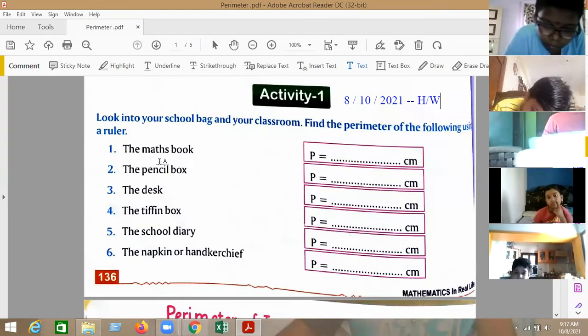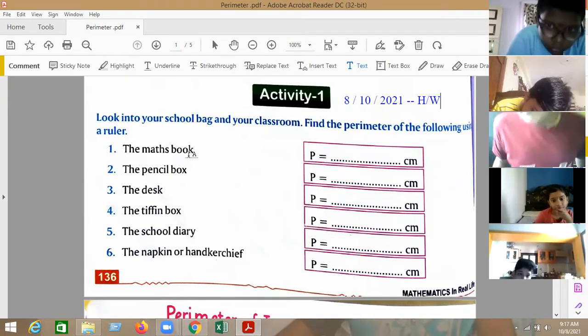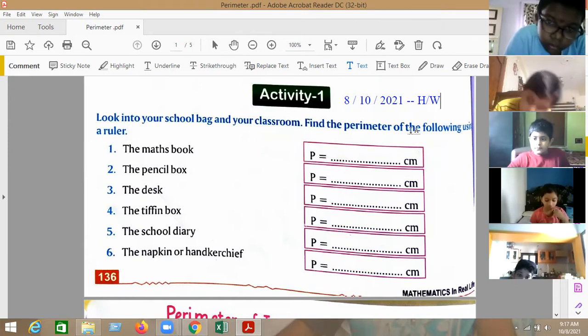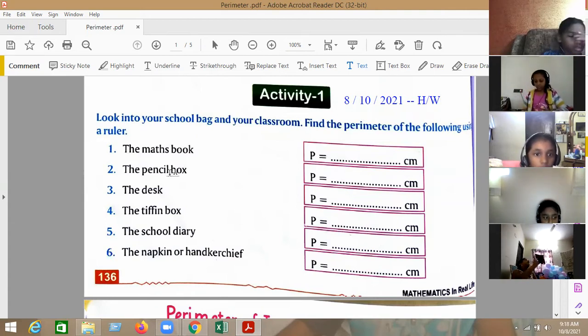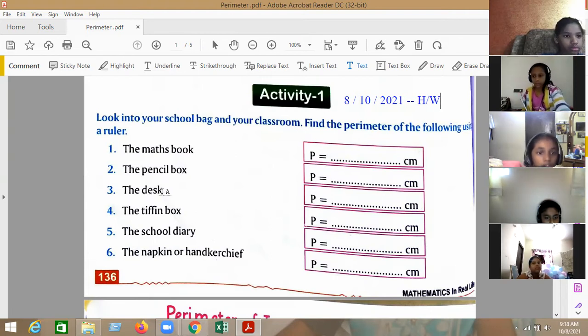Children, yesterday we measured our maths textbook. You got 96 centimeters, yes or no? In the same way, you should measure your pencil box and you should measure your desk. Children, now we are not at school, so we are at home. You have a study table at your home. You measure your study table.